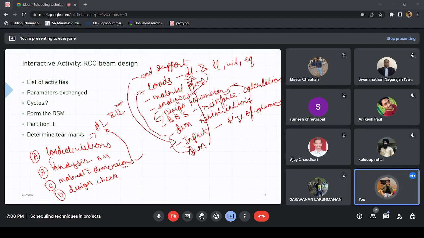After analysis, if it's all okay, you will go to design check. If the design is checked, it's done. If not, you will go back to material and dimensions and change it. A broad flow looks like this. The more interconnected they are, the more loops there will be.